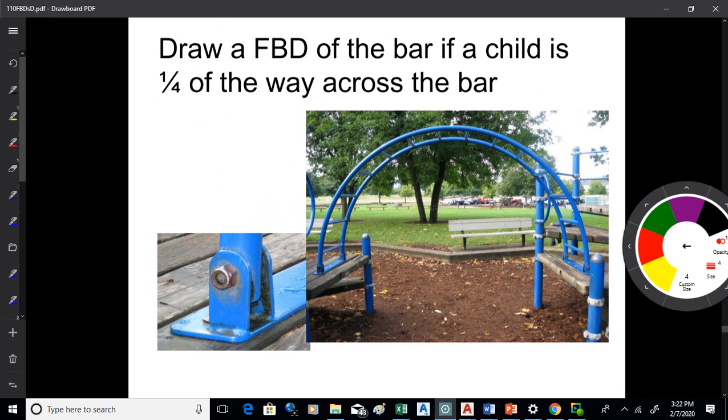Okay, here's a little monkey bar here. I got a little zoom in on the connections. Why don't you draw up a free body diagram of that real quick? This isn't in the book, so just draw a free body diagram as a quick exercise. How would you draw that up if you're going to analyze the monkey bar? Let's have a child about a quarter of the way across. So we'll put the child right about there. Okay.